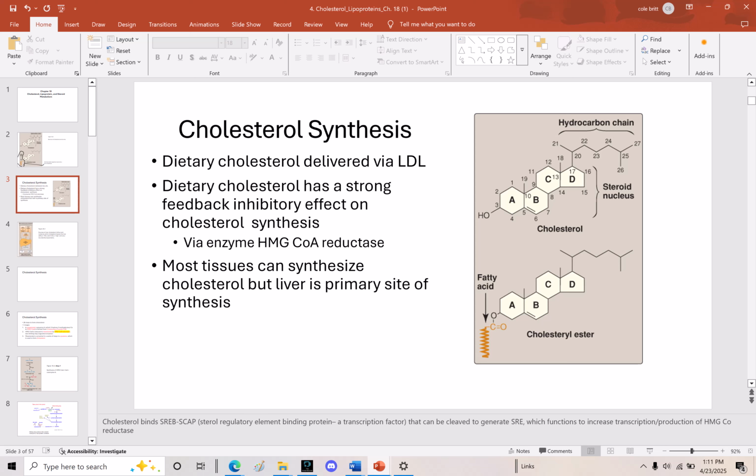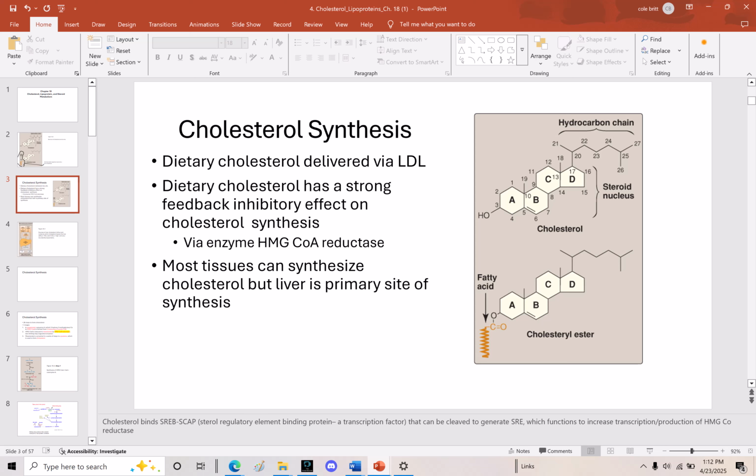So cholesterol synthesis is where we're going to start. Cholesterol is needed by your cells for a variety of reasons. Cholesterol is needed to make bile salts, you need cholesterol to make estrogen, testosterone, progesterone, you need cholesterol to make vitamin D. And so cholesterol is really important. We do get it in our diet, and we can synthesize it as well.